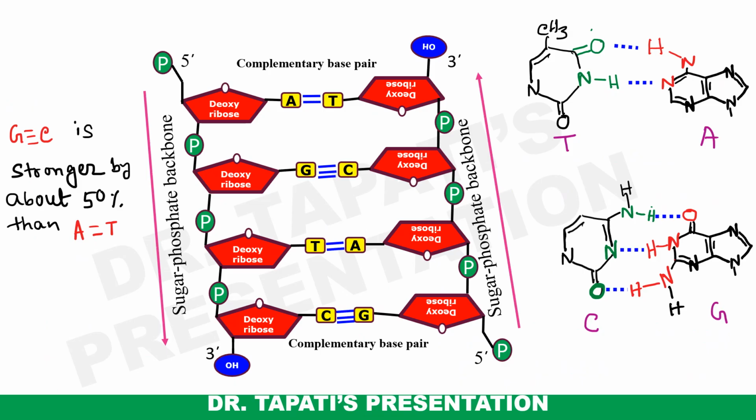Hydrogen bond formation is only possible between A and T, and in between C and G, that means G and C. And their special arrangement favors two hydrogen bond formation in between A and T, and triple hydrogen bond formation in between G and C. And GC is stronger by about 50% than AT bond, because of the fact that in between G and C triple hydrogen bond is present, whereas in between A and T double hydrogen bond is present.